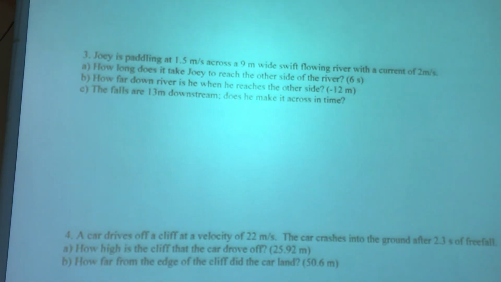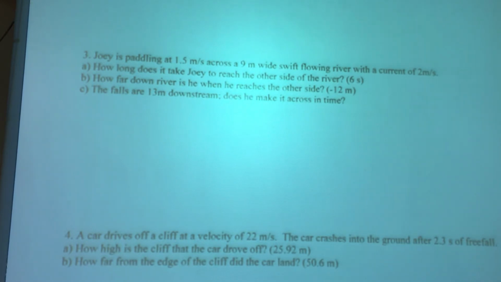And the reason number 3 is not is it is not moving freely through the air in 2 dimensions. So let's take a look at number 3. I'm just going to give you a few tips for it. It says Joey is paddling at 1.5 meters per second across a 9 meter wide swift flowing river with a current of 2 meters per second. So we're talking about Joey paddling a boat, a canoe, a kayak, something across the river.